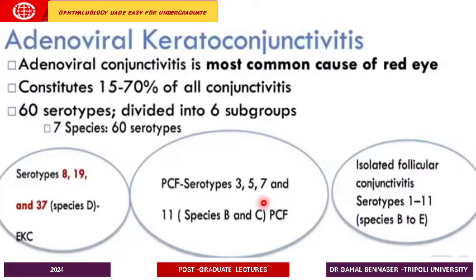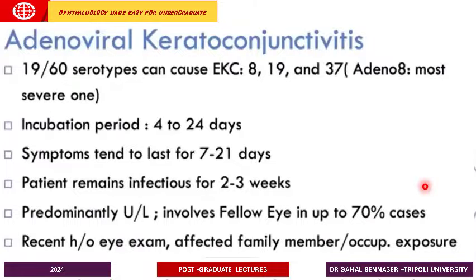Other causes of conjunctivitis, as I said, are for pharyngoconjunctival fever, these serotypes, and for isolated follicular conjunctivitis. Usually there is an incubation period of 4 to 24 days, and the symptoms appear within 7 to 21 days. They can last up to 21 days, and the patient remains infectious for the initial 2 to 3 weeks. The presentation is predominantly unilateral. However, involvement of the fellow eye can be seen in 70% of the cases. It usually starts unilateral, and in 70% of the cases it will involve the other eye, and previous history of exposure or family history or eye examination will be a precipitating factor.